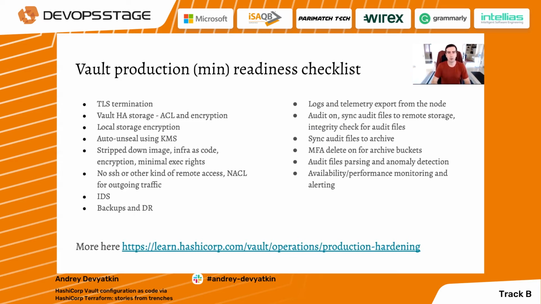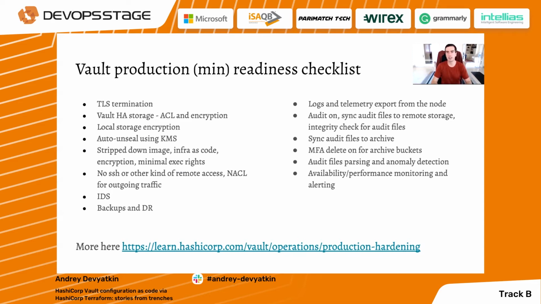And you make sure that the storage is encrypted, you have ACLs in place, you have local encryption, you have local telemetry, you have audit, you have MFA delete on the archive buckets if you're using buckets. You might want to synchronize the audit files to a separate region, so if someone gets into your current region where you run Vault, or even a separate account, you're just streaming the audit files to a black hole where there is no access from this account. And in that sense, you make sure that you have your audit files preserved no matter what.